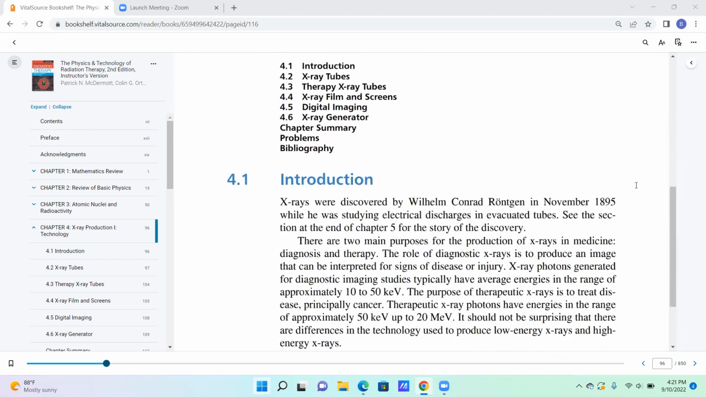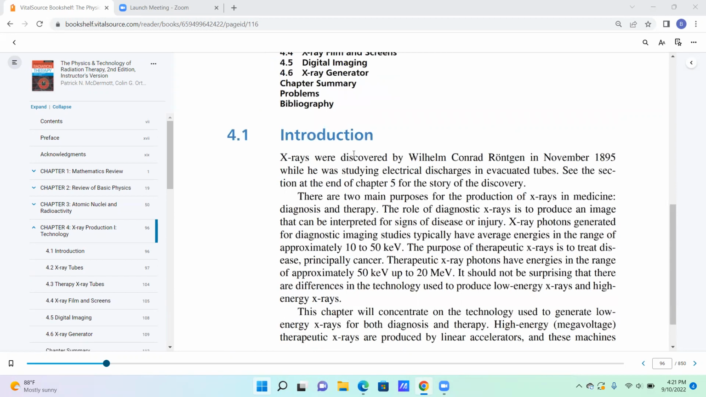So as you're probably aware, X-rays, of course, were discovered by Wilhelm Conrad Röntgen in November of 1895. Changed a lot of people's lives, including his own. There are two main purposes: you've got diagnosis and therapy. And what we're going to be looking at in this chapter is going to discuss the diagnosis side of things.